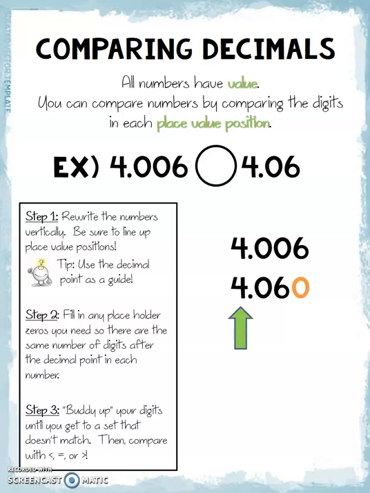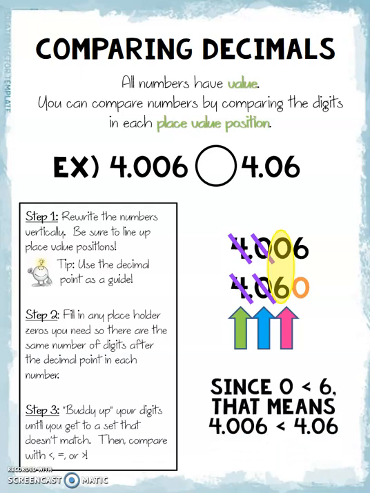So starting in the ones place, I see that both numbers have the digit 4. Since they're the same, that particular place won't help me. I'll move on then to the tenths place. In both numbers, my tenths place digit is a 0, so that place value position won't help me. Then I'll move on to the hundredths place. In this particular place, I have two digits that are different. I have a 0 and a 6. So I can use these two digits to help me decide which number is greater.